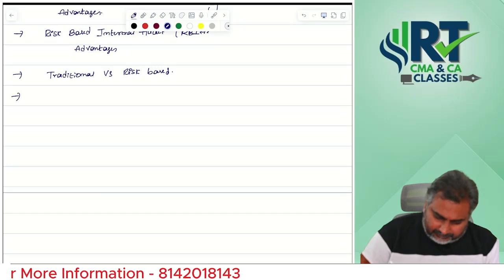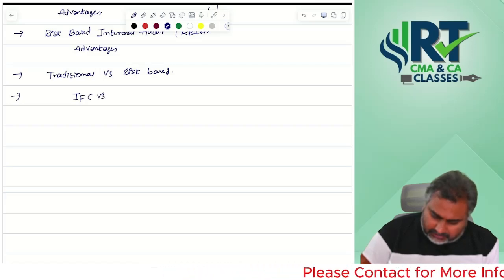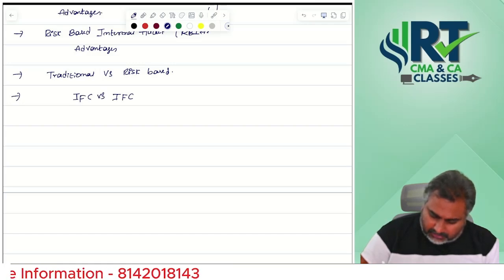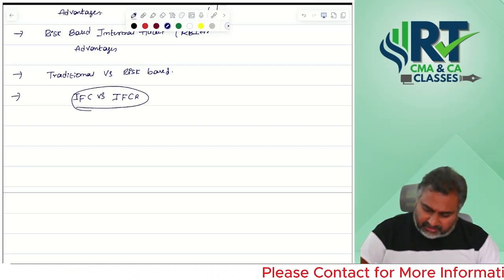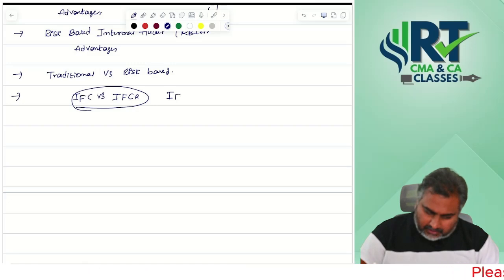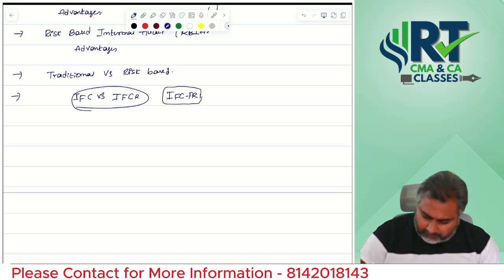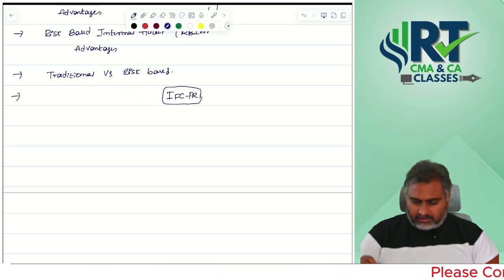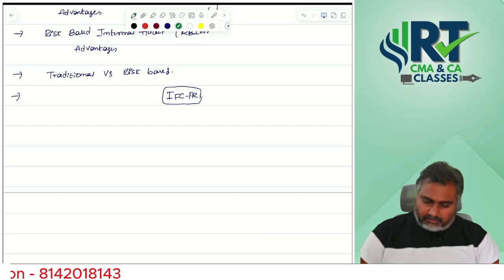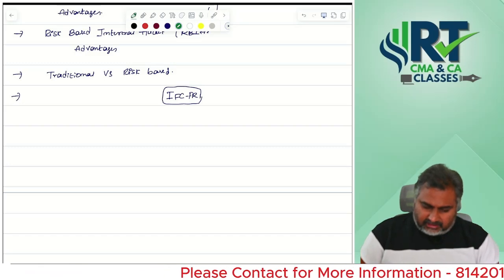Next, internal financial control versus internal financial control reporting. Simply you can write in the summary part IFC versus FR. Go with that part. Okay, that is also an important one.